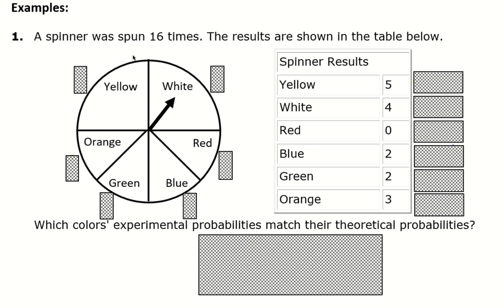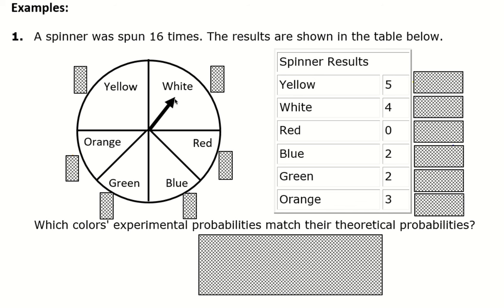A spinner was spun 16 times. The results are shown in the table below. Got 5 yellows, 4 whites, 0 reds, 2 blues, 2 greens, and 3 oranges. Which colors' experimental probabilities match their theoretical probabilities? How would you figure out their theoretical probabilities?